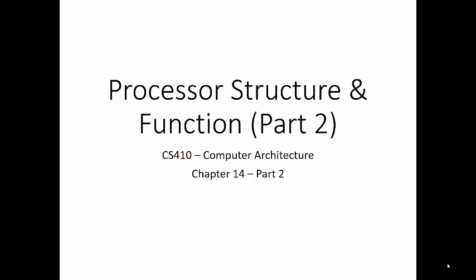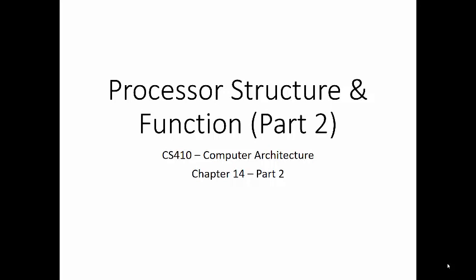Computer Science 410, Computer Architecture, Processor Structure and Function Part 2. This lecture covers chapters 14.4 to 14.6 of the 10th edition of the textbook. Here I'll be focusing on pipelining, which is section 14.4, as opposed to the details of the x86 and ARM architectures. To be sure, I'll cover those two things, but I really want to focus on pipelining.